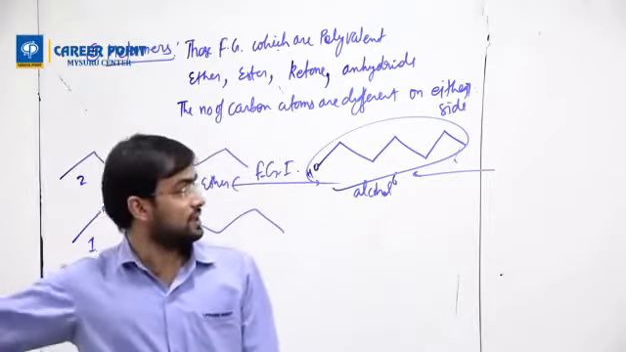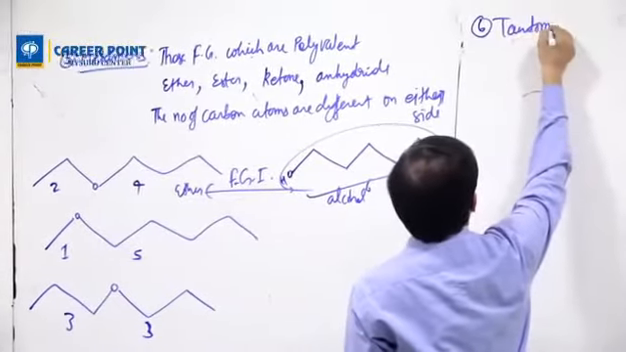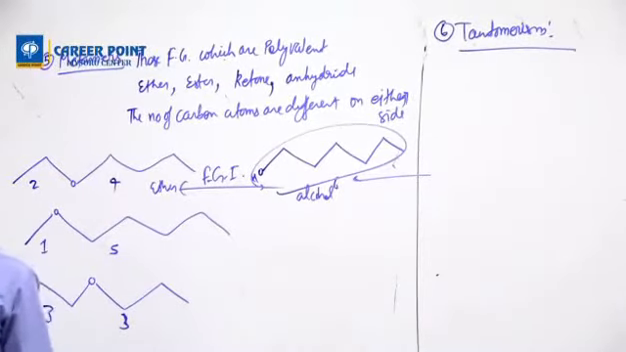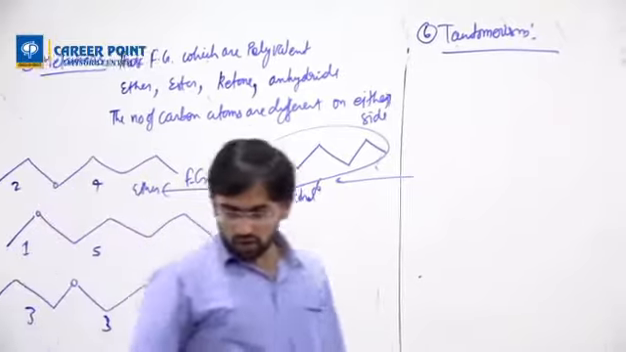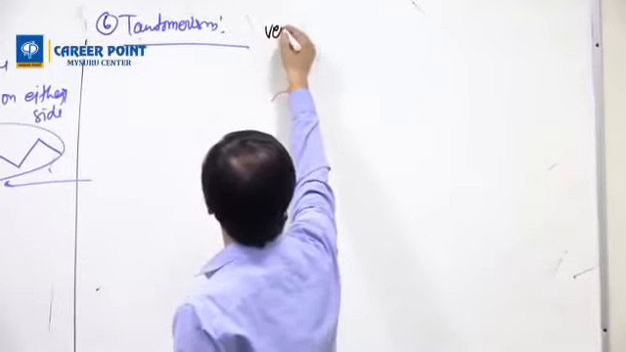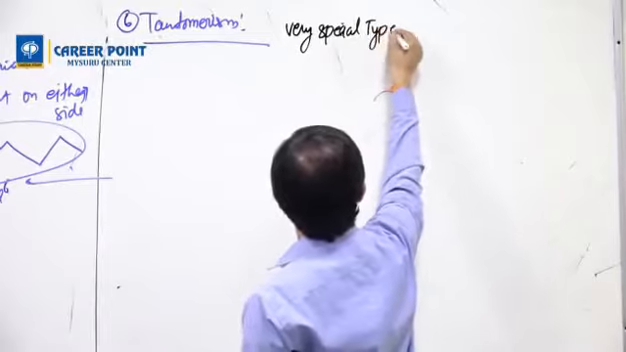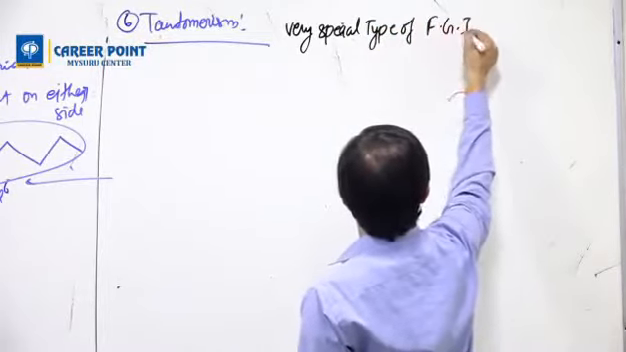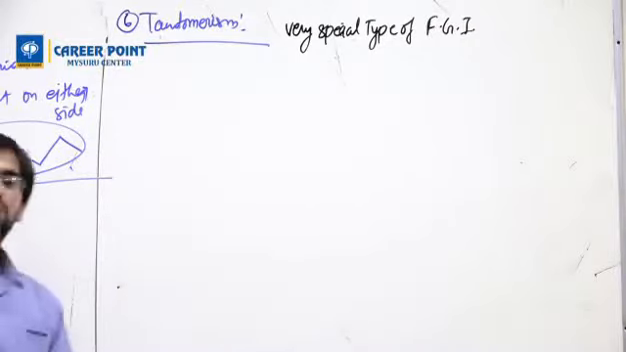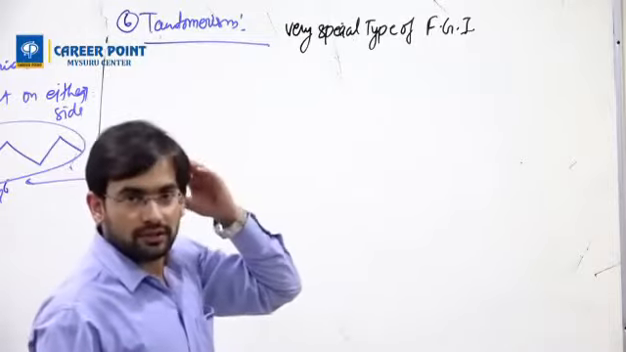Okay, so the last one in the series, the sixth one, is known as tautomerism. Tautomerism is a very special type of functional group isomerism. It is a functional group isomerism only, but when that very special type of functional group arises, then it becomes tautomerism. Understand what I said?